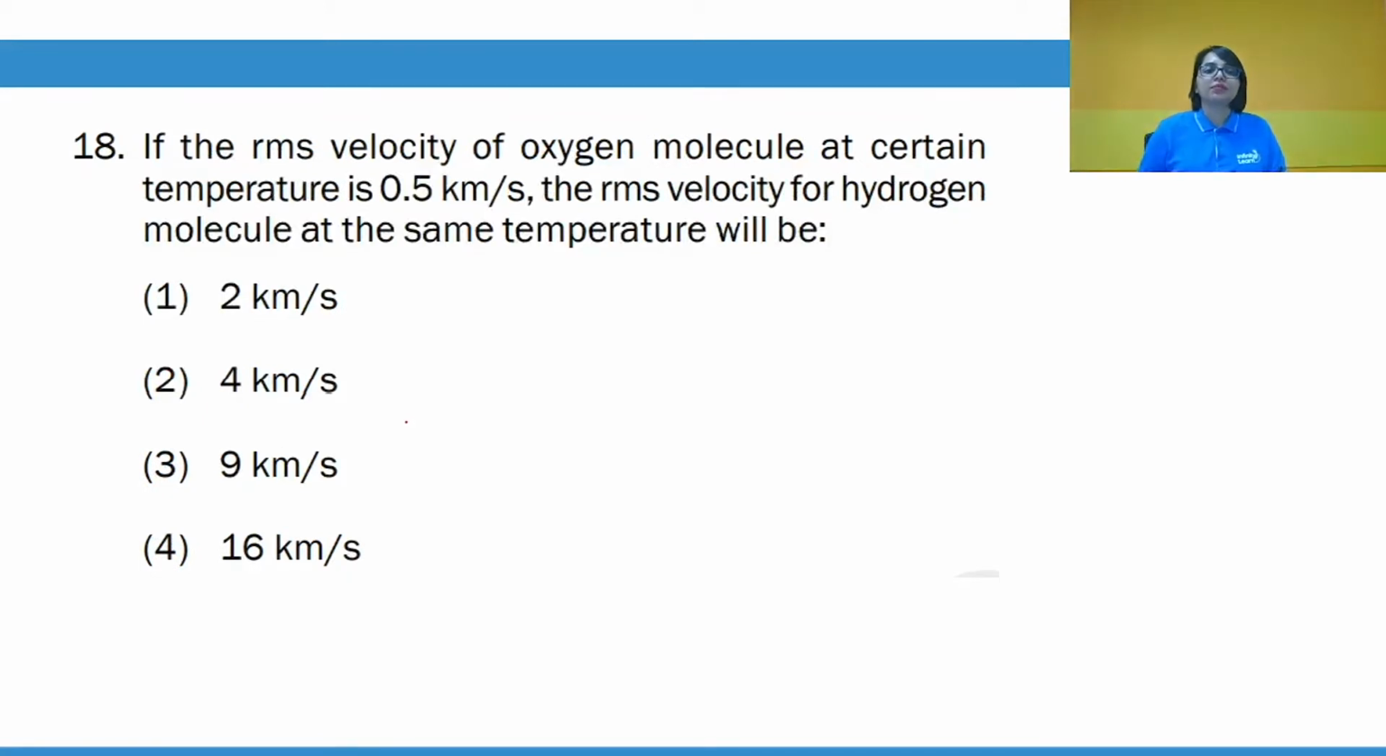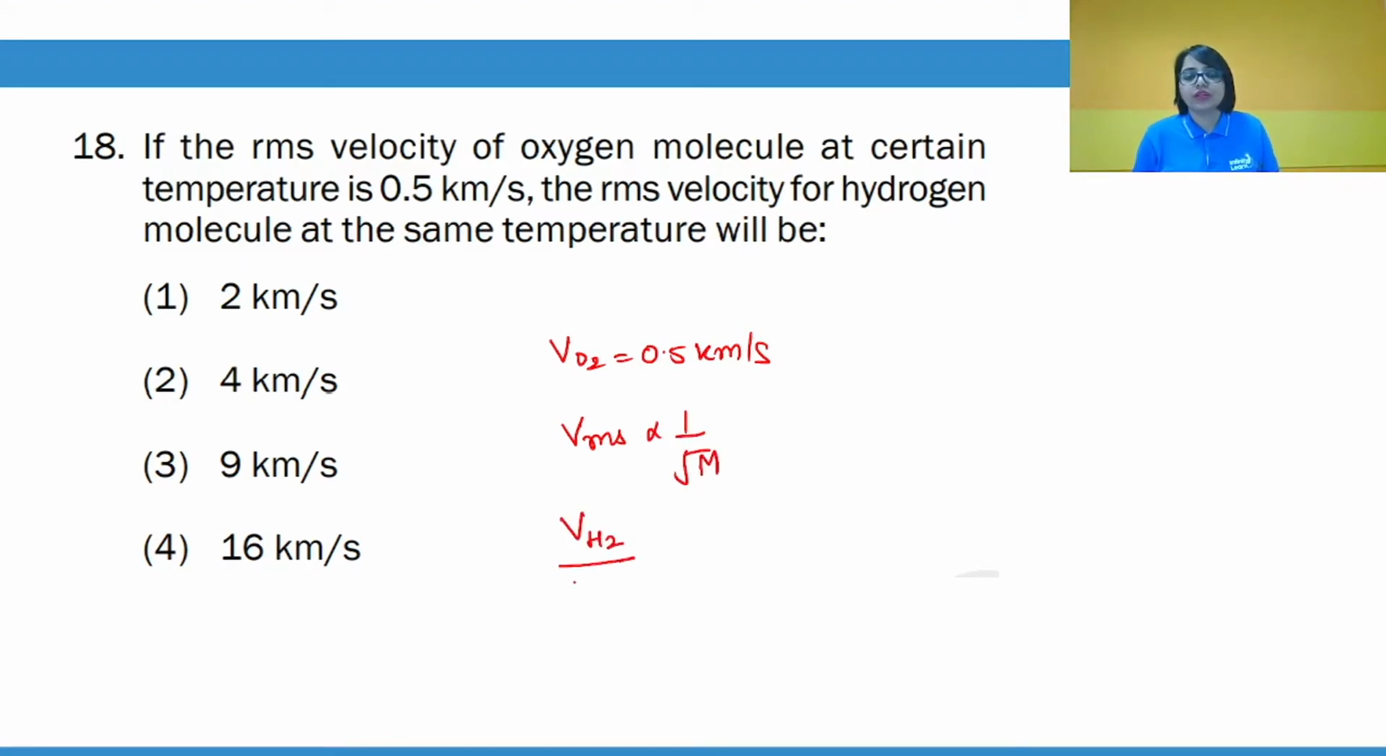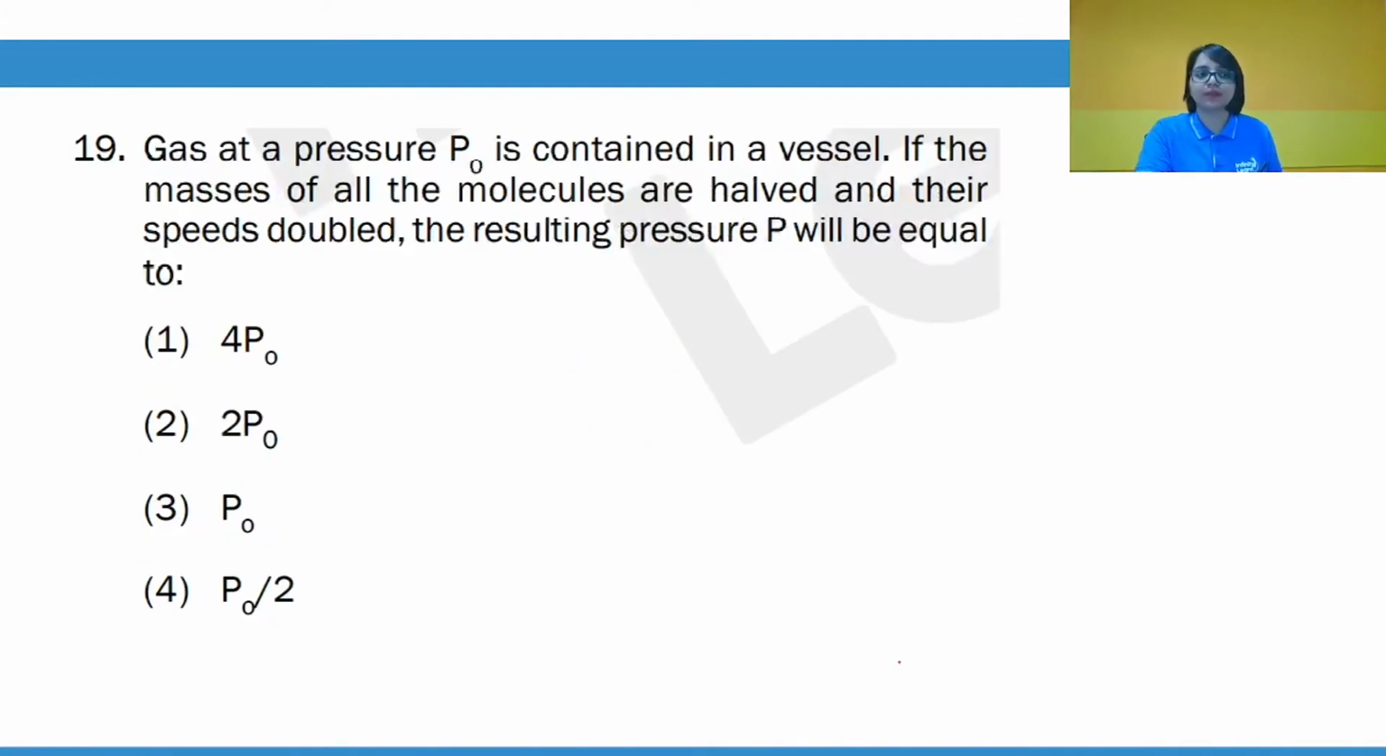Next is, if the RMS velocity of oxygen molecule at a certain temperature is 0.5 kilometer per second, the RMS velocity of hydrogen molecule at the same temperature will be? So Vrms is inversely proportional to under root m. So V for hydrogen divided by V for O2 is nothing but under root of m of O2, that is 32, divided by m of hydrogen, that is 2. So it will be under root 16, which is 4. So V hydrogen will be 4 times V of O2, that is 0.5. So 2 km per second is the correct answer.